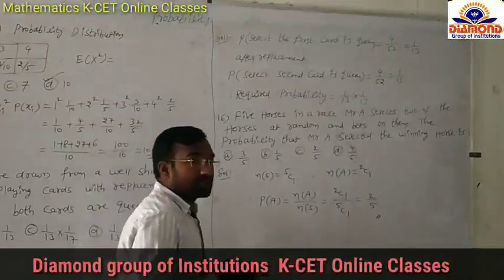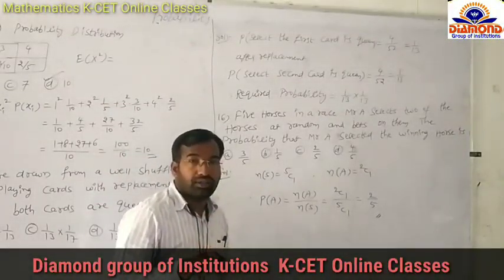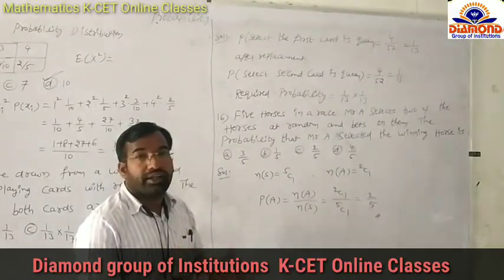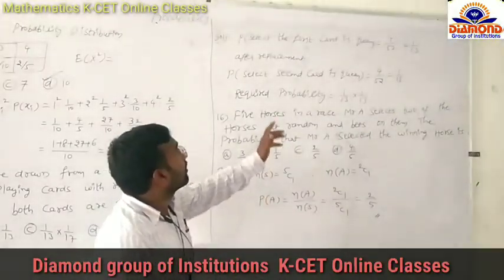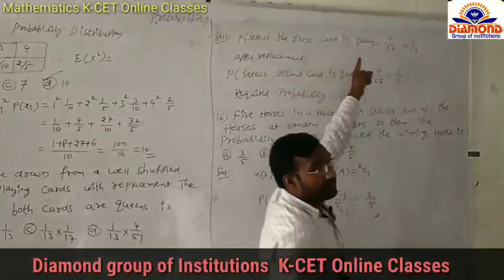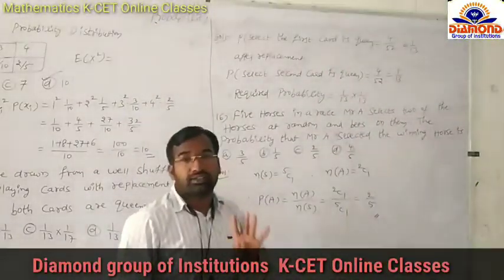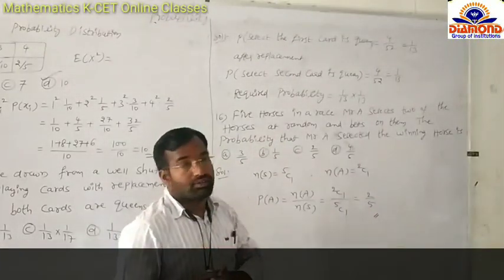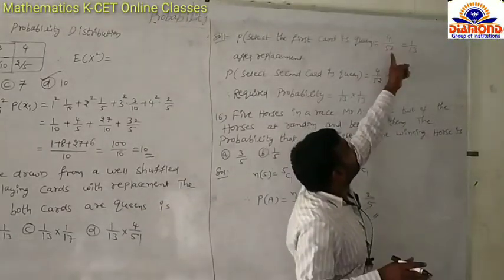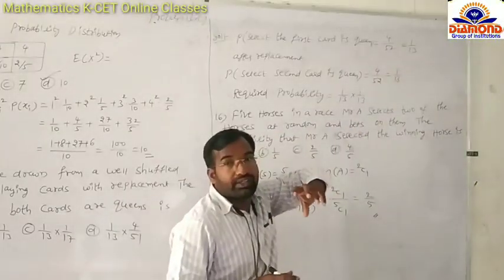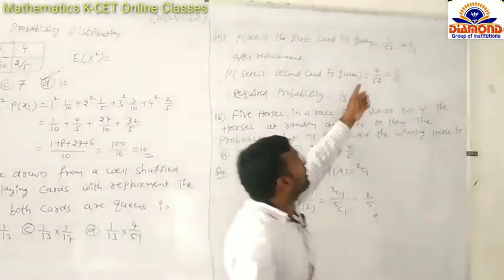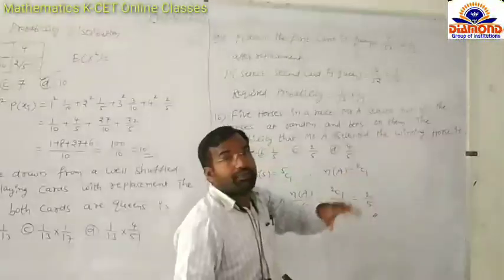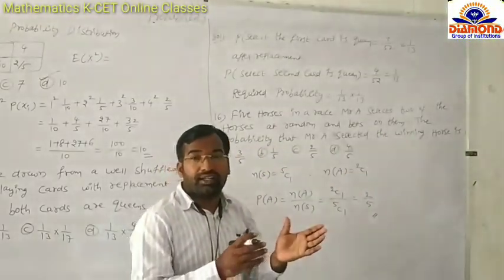Here 2 cards are drawn from the pack of 52 cards. First drawing 1 card, after that replacement, next drawing another card. So the probability of selecting the first card as a queen: in the pack total queen cards are 4. From the 4 you can select 1 card, so probability is 4 by 52. From the 4 queens you select 1 queen, 4C1 is nothing but 4 only, by 52, equal to 1 by 13.